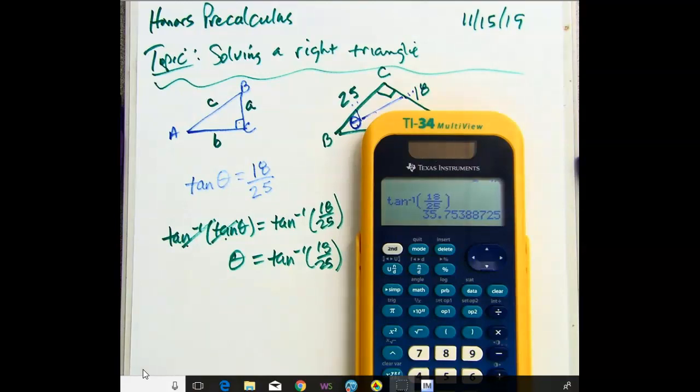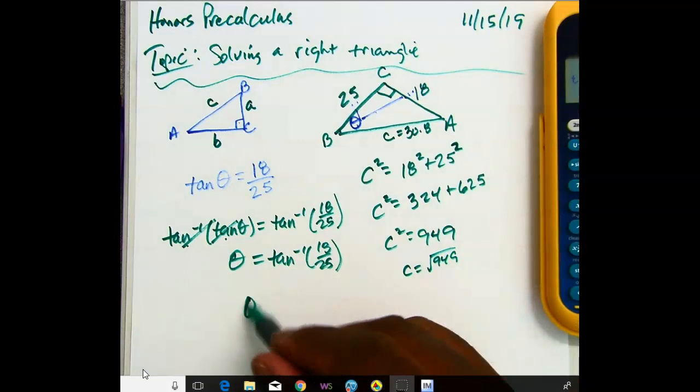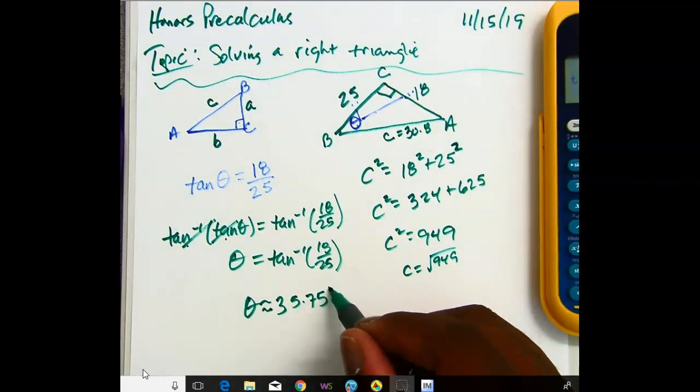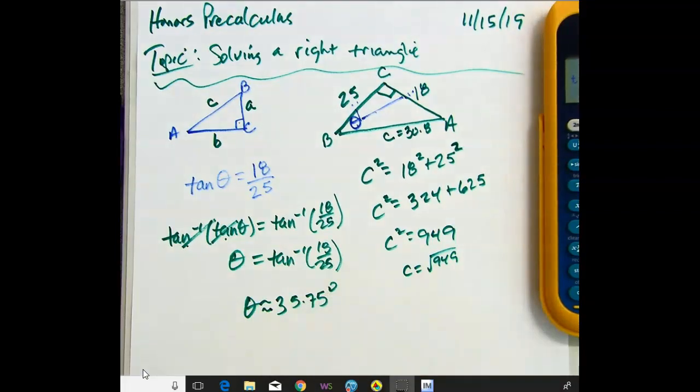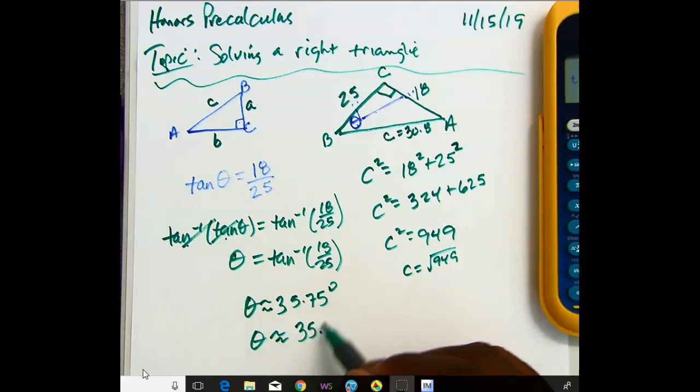degrees. So here, if we're rounding this to the nearest tenth, we end up with theta is approximately equal to 35.75 degrees. But if we're rounding this to the nearest tenth, we can say theta is approximately equal to 35.8 degrees.